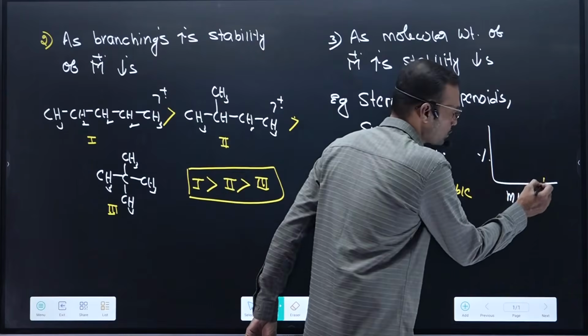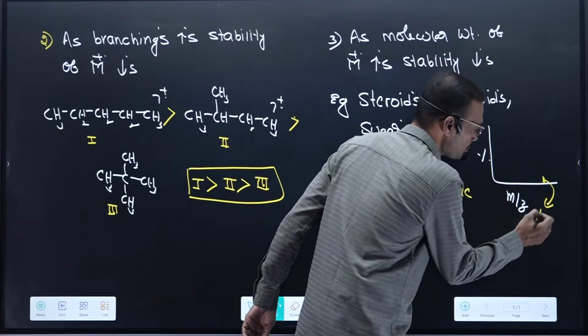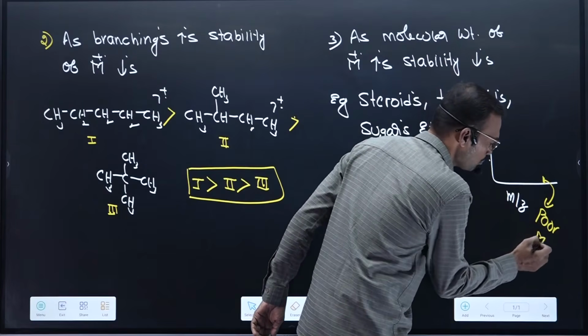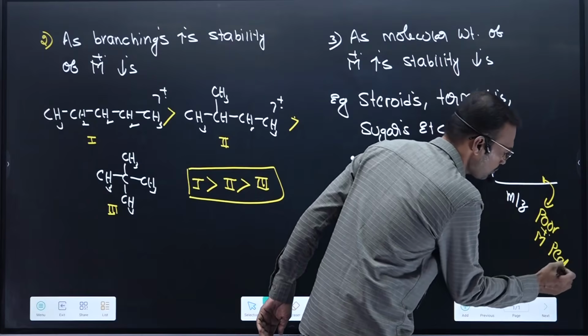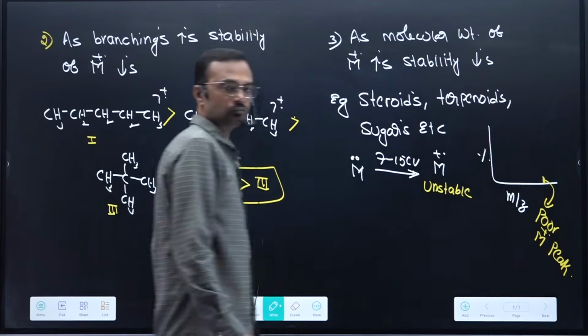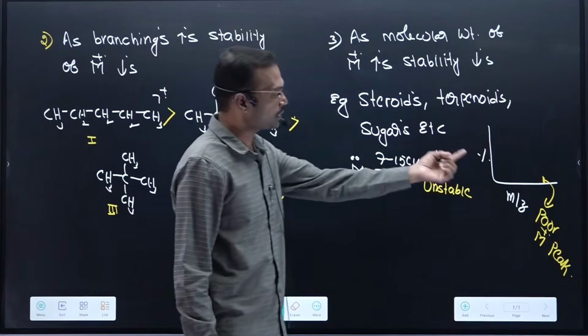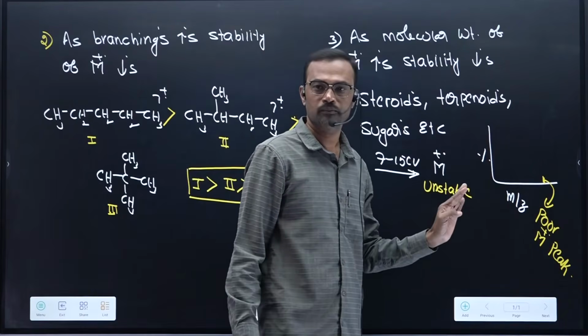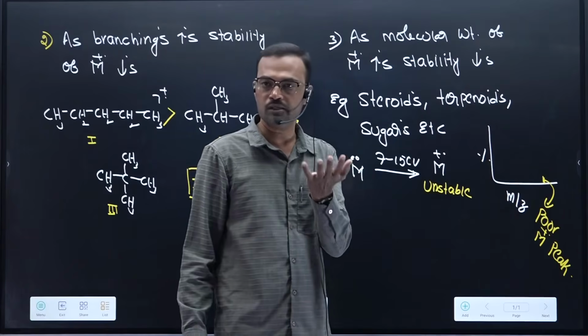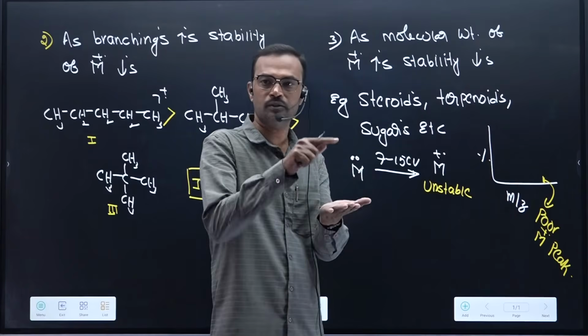Here you write. This peak sometimes disappears. So this is a poor molecular ion peak. The peak is very weak. It starts disappearing. If the weight keeps on increasing, even this point is not possible to identify. If it is lightweight, the weight is very less, and at that time the intensity is very high.